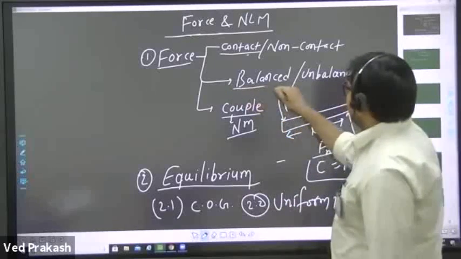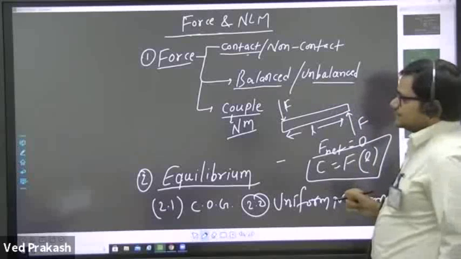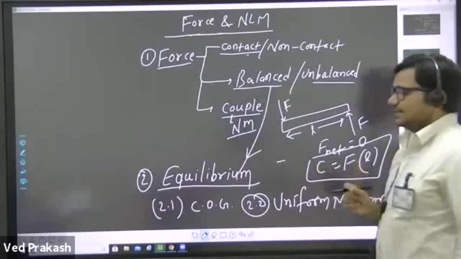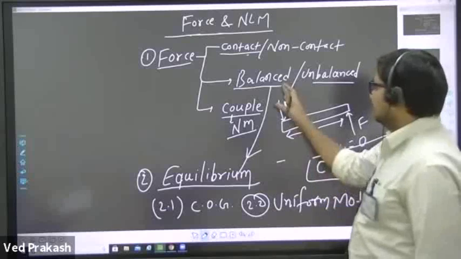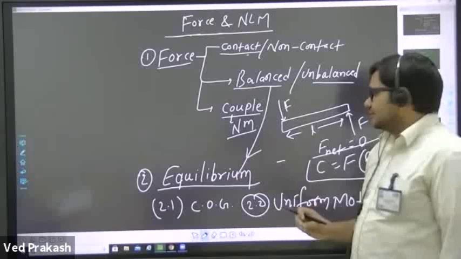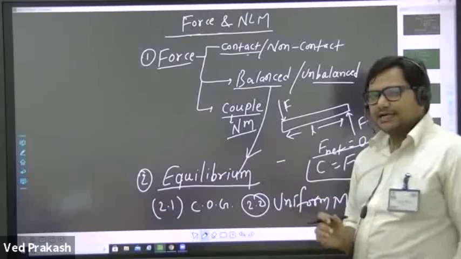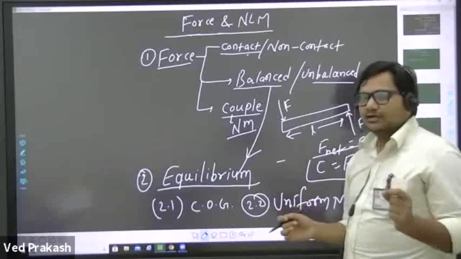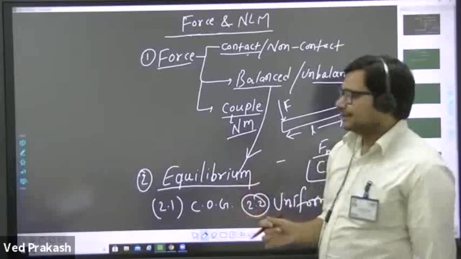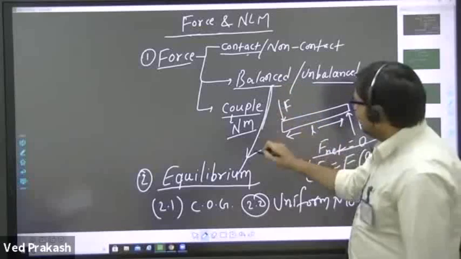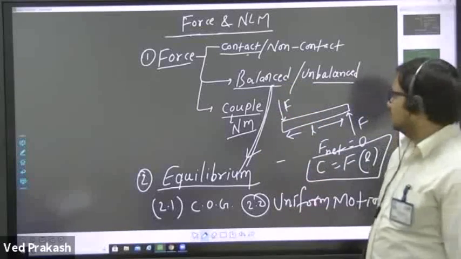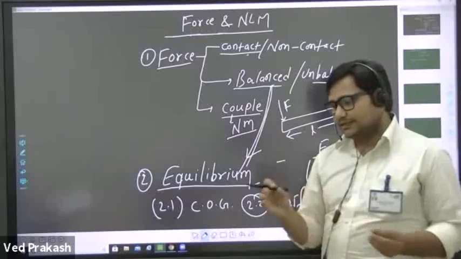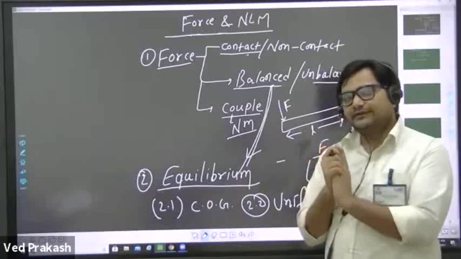Now we will learn about balanced and unbalanced forces, because only if balanced forces are acting on a system can we say that the system is in equilibrium. Balanced forces are those forces which do not bring about any change in the state of an object. Suppose an object is initially at rest, then it will continue to be in the same state after application of this balanced force. And if you apply an unbalanced force on any system, then the state of that object will definitely change.